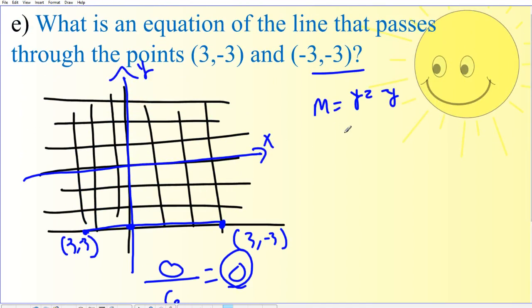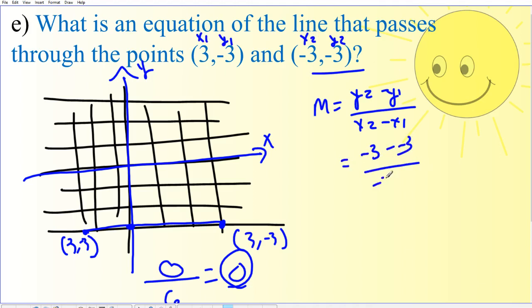Now, the other way is what I was doing up here a second ago. So if I plug in my points, I've got x1, y1, x2, y2, negative 3 minus negative 3 over negative 3 minus 3, and negative 3 minus negative 3 is 0. Negative 3 minus 3 is negative 9, which, fine. 0 divided by negative 9 is still 0.